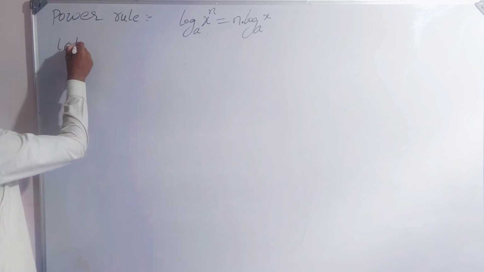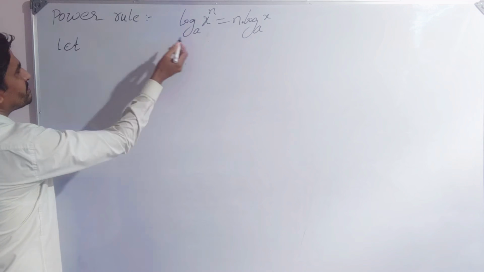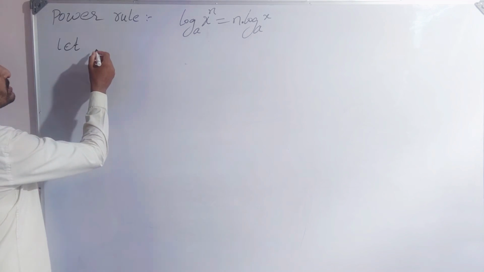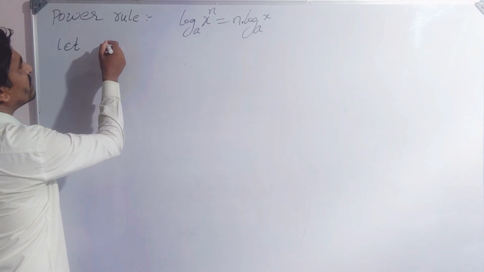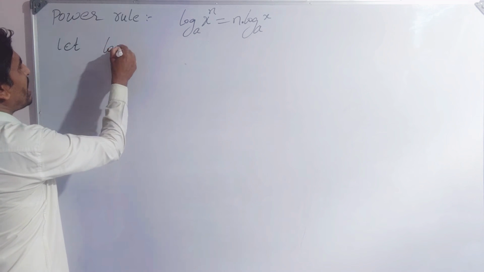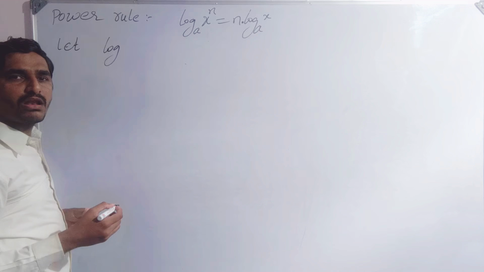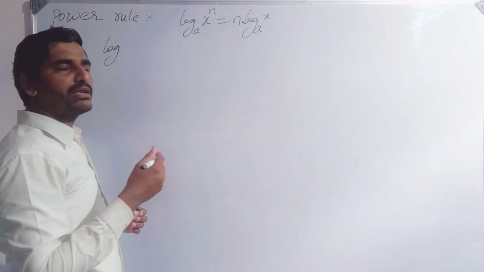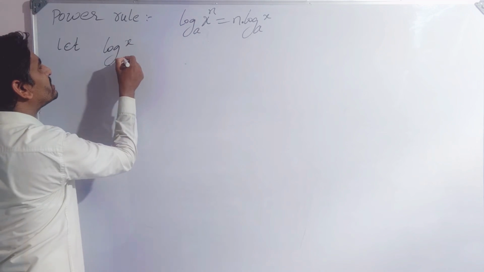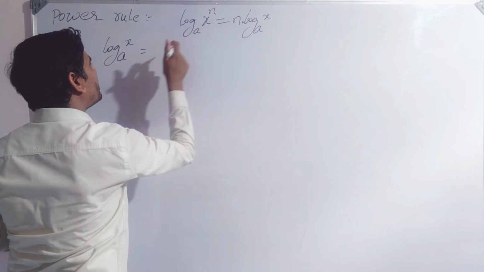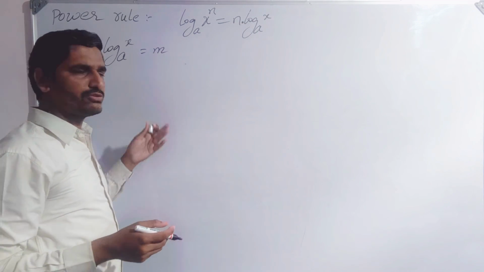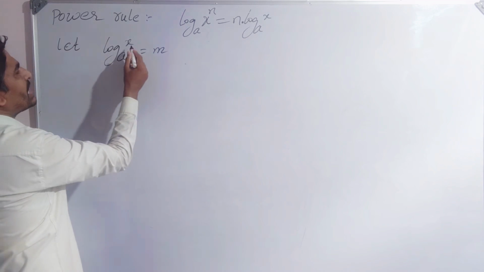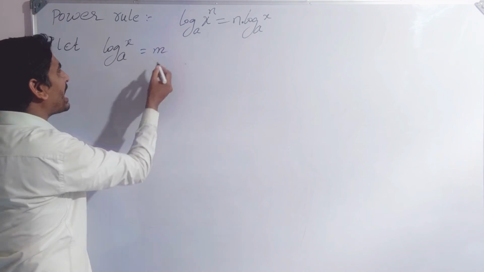So what do we have to consider? Let log x to the base a equal m. Whatever it is, for the logarithm of x to the power n, let it be log x to the base a. Let it be considered; always we are taking it like this only. The logarithm of x to the base a is given as m.